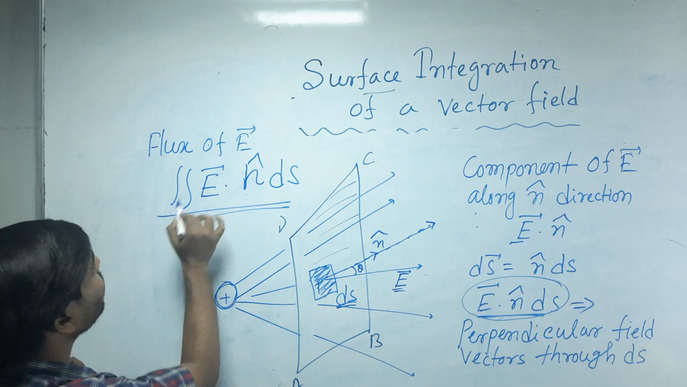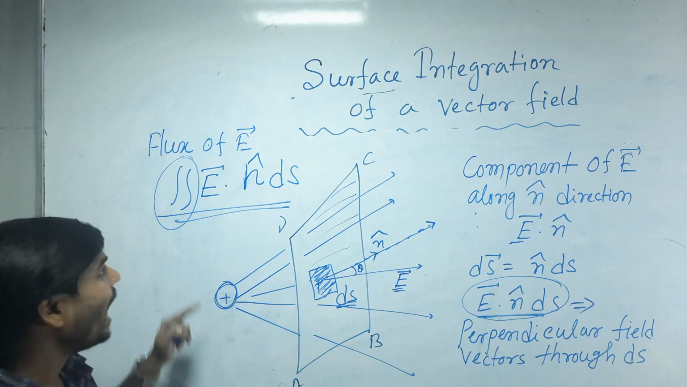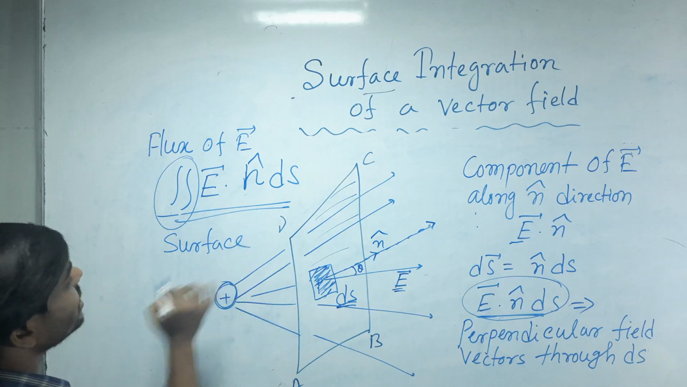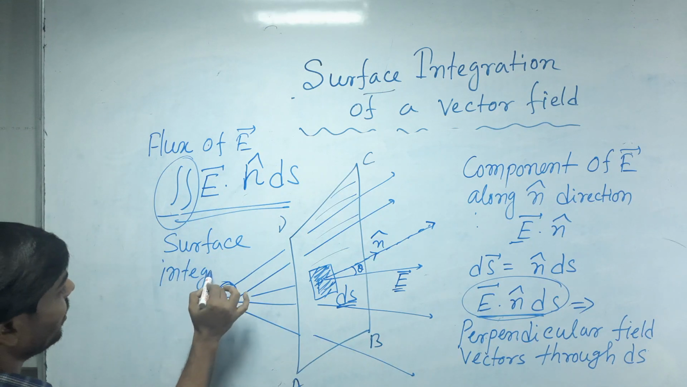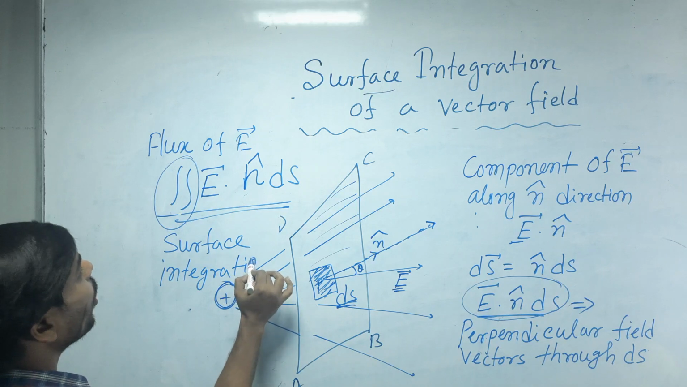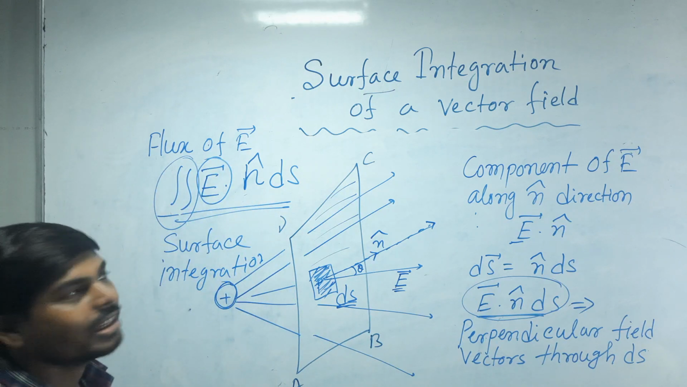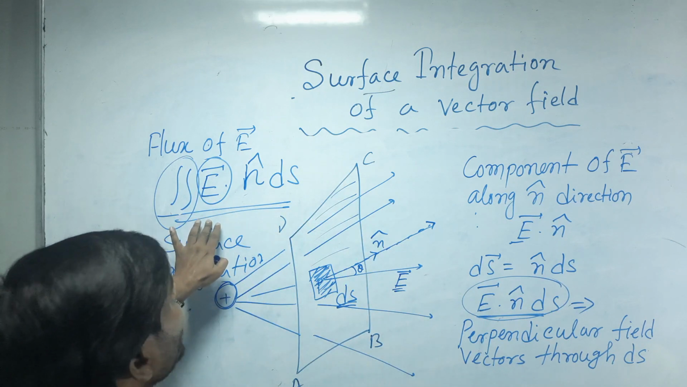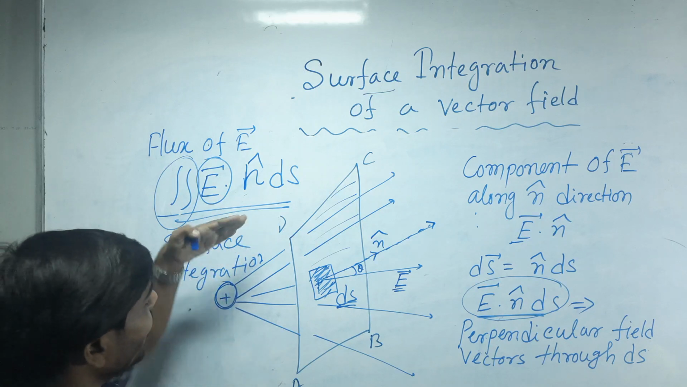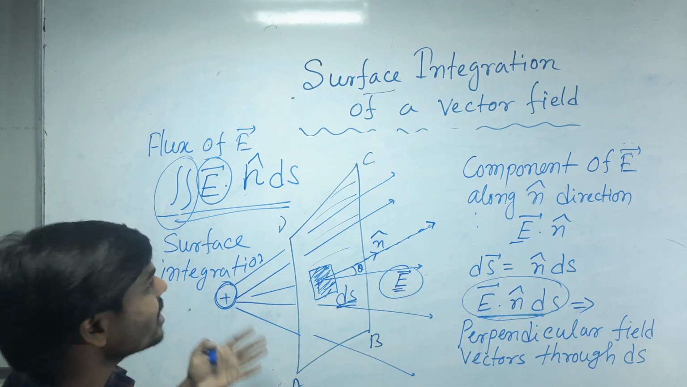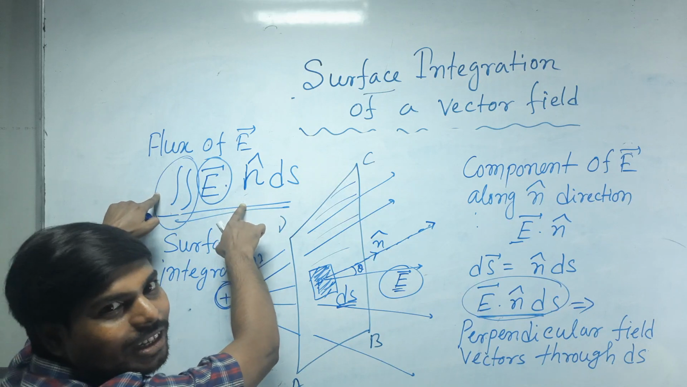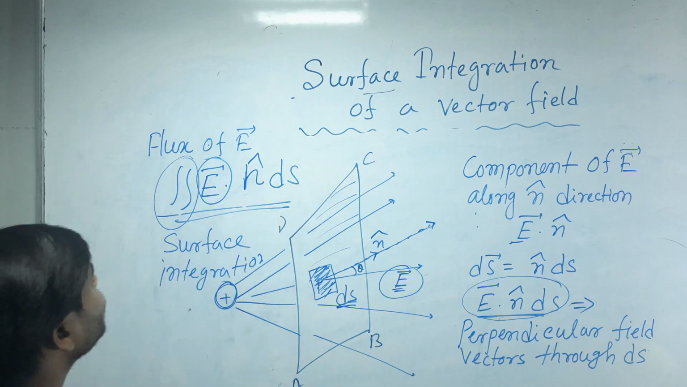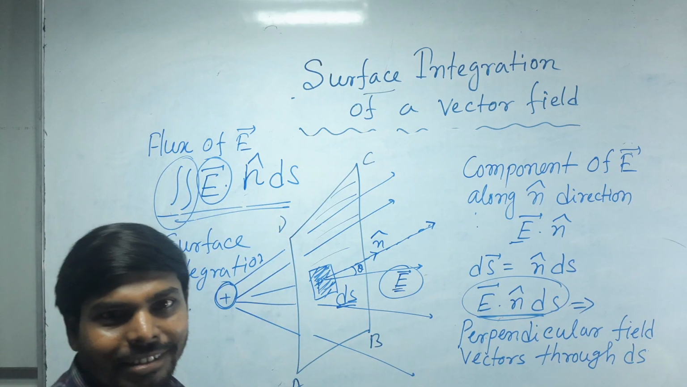We have to solve this double integration, and this integration is known as the surface integration of E field vectors. Is it clear? This is known as the surface integration of a vector field. Here the vector field is E. And is it an open surface or a closed surface? It is obviously an open surface. So this is an open surface integration.